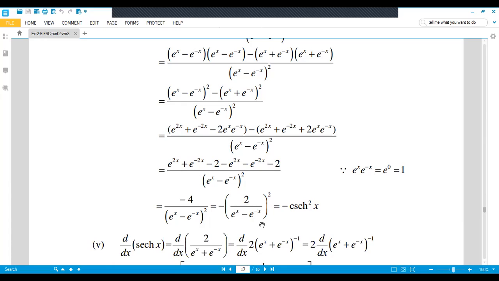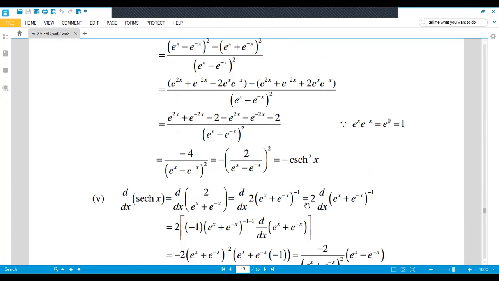So if you write it in form of square, it will be equal to 2 divided by e power x minus e power minus x, whole square, which is equal to minus cosecant hyperbolic square x. So this is the proof that the derivative of cotangent hyperbolic x is equal to minus cosecant hyperbolic square x.